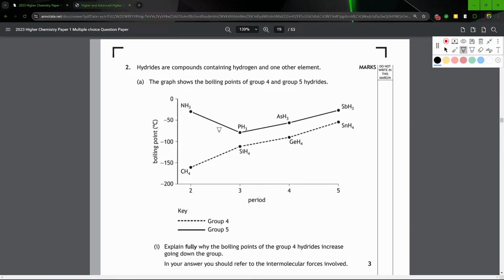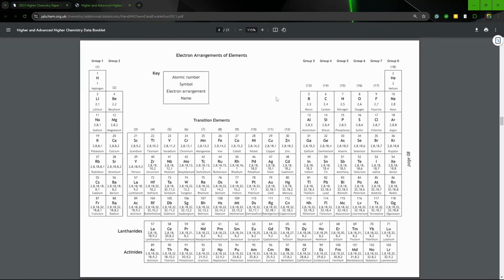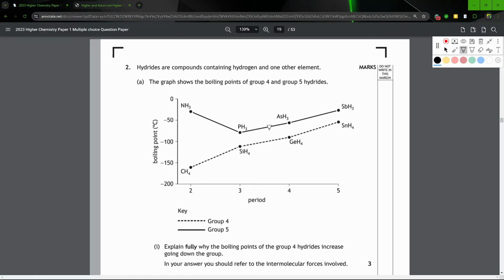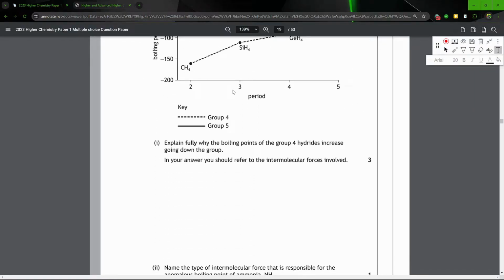these are increasing. Well, if we look on this again, we've got carbon, then silicon, then germanium. Carbon's got 6 electrons. Silicon has 14. Germanium has quite a few, 32, I think, and so on and so forth. So each of these are getting progressively more electrons. That means if there's more electrons, then LDFs are stronger, which means there's more energy required to break the forces between the molecules, which means boiling point increases. So let's go and write that down.